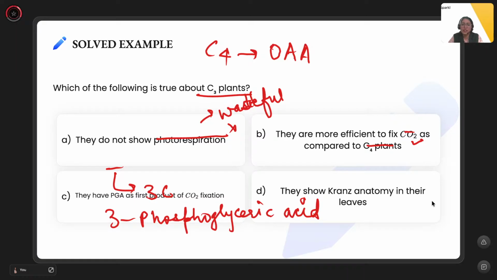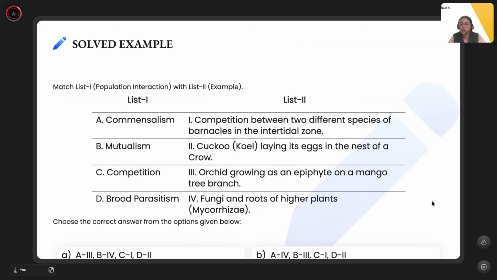Last option says they show Kranz anatomy in their leaf. Not true, beta. This Kranz anatomy is a very specific and peculiar feature seen in case of C4 plants. You must remember the pathway which is there in C4 plants. Clear? So the correct answer here is option C. Clear? Let us move on to the next question.